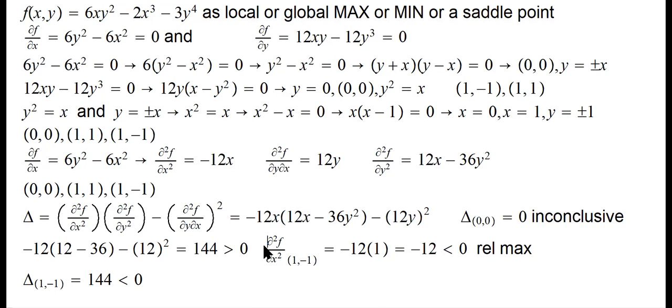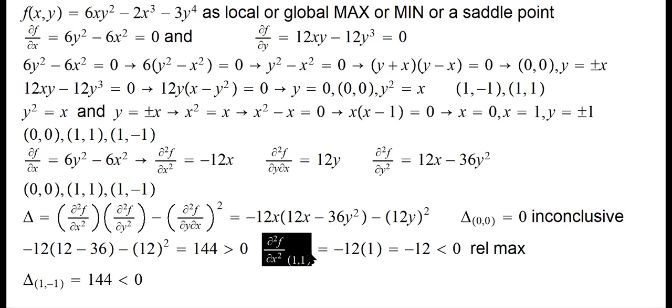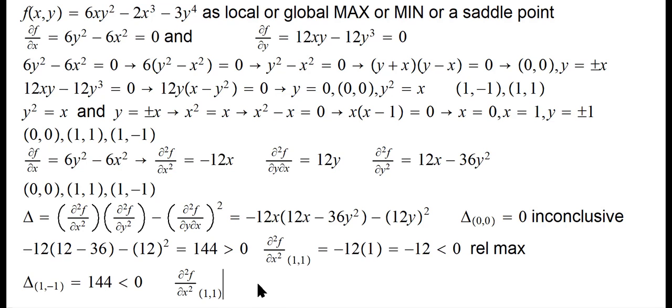And of course, here I even wrote 1, negative 1, even though I was working with 1, 1 there, because it didn't really matter. The value is negative 12x and x is the same here. So if I change y to negative 1, y is absent there, so the value will not change, it still remains negative 12. So again, even at that point, we have a relative max.